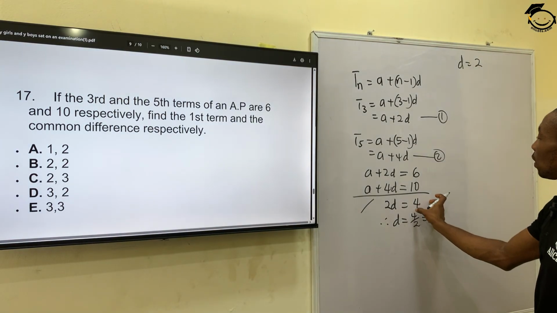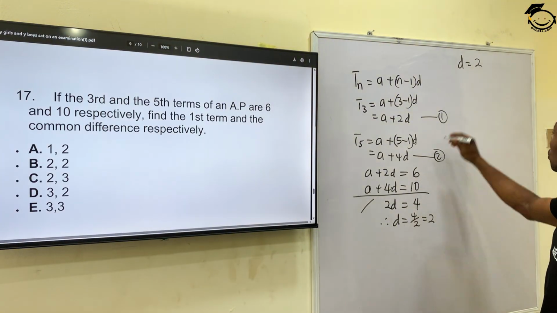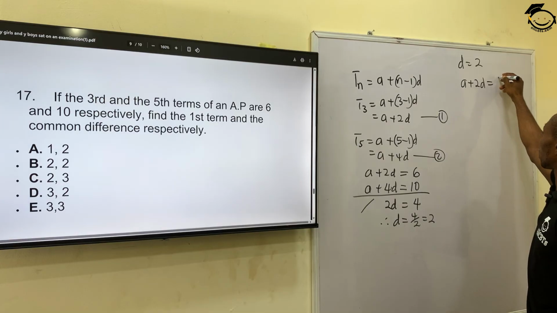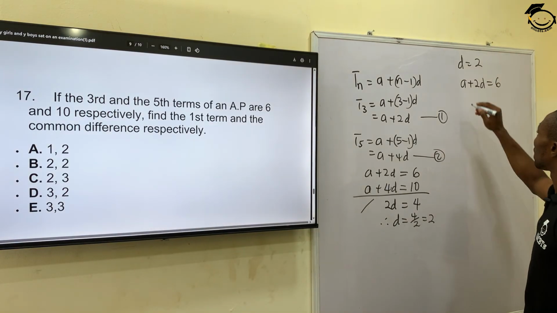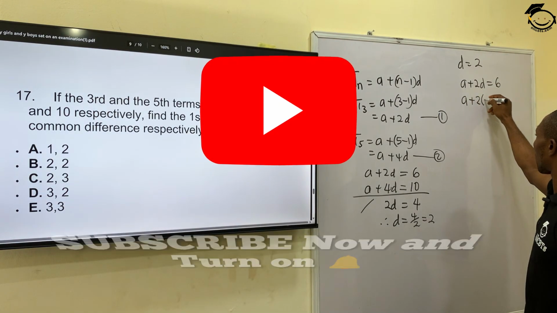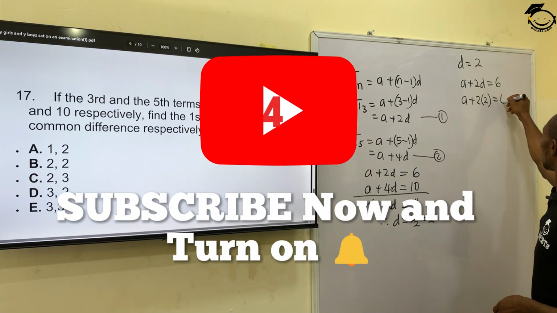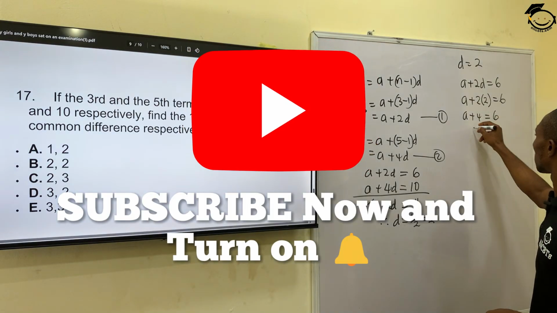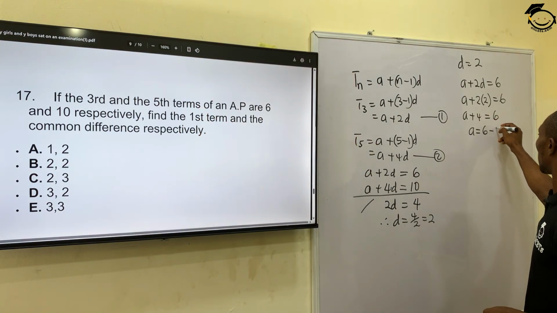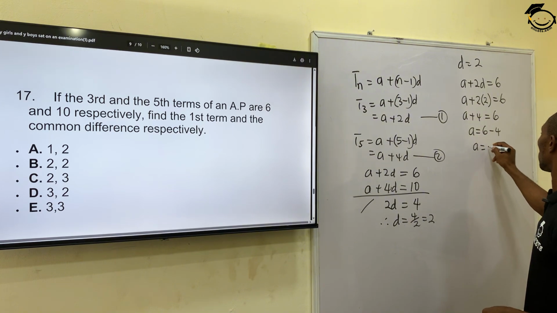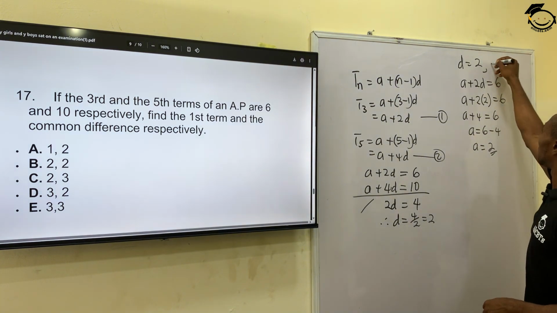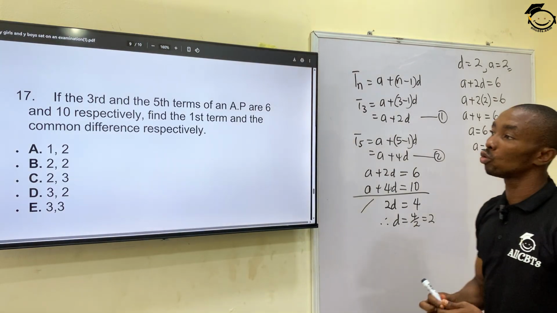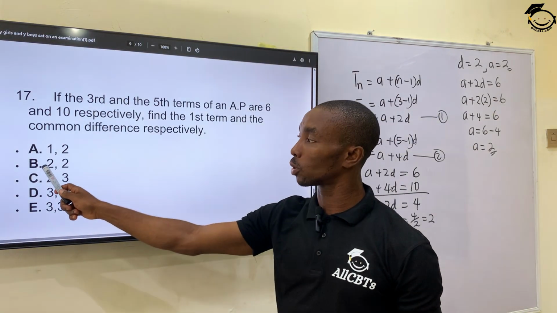Now, substituting the value of d into any of these equations, we have a plus 2d equals 6. So a plus 2(2) equals 6. a plus 4 equals 6. a equals 6 minus 4. So a equals 2. So our d is 2 and a is 2. So our answer will become 2, 2, which is option B.